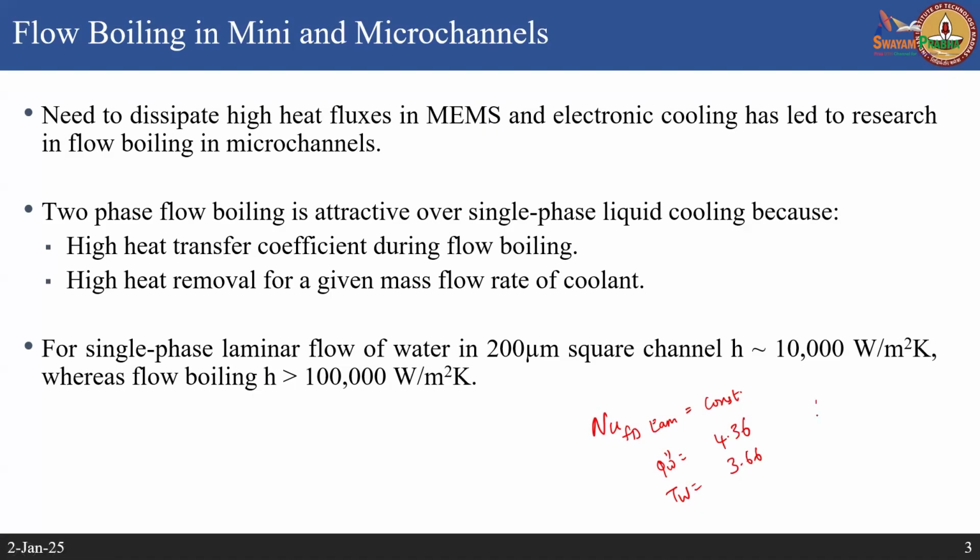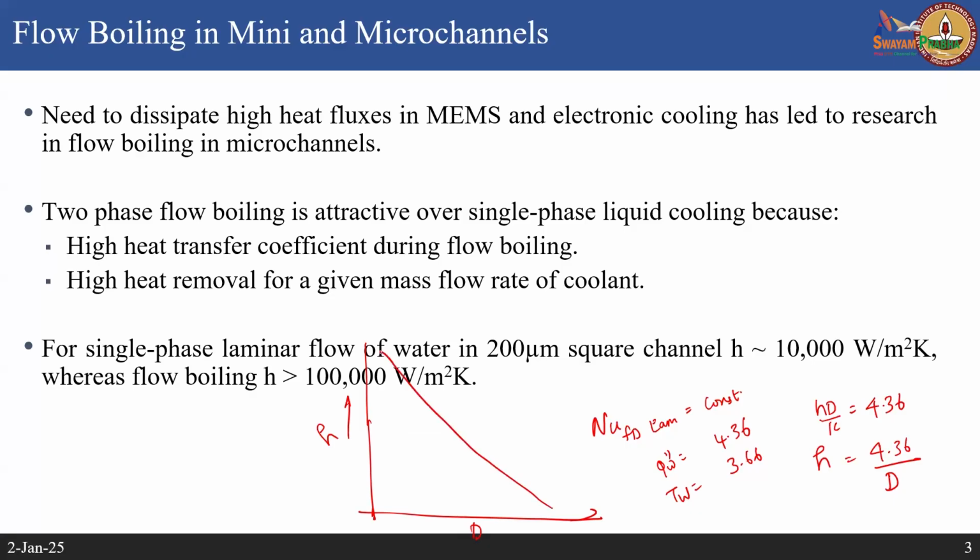So, that means my h into D by k is basically a constant, which means my h is inversely proportional to the diameter. If I therefore have a tube where I plot h on the y axis and the diameter, as I reduce my diameter, my h is going to go up linearly, right. So, this is the advantage of using smaller size tubes.